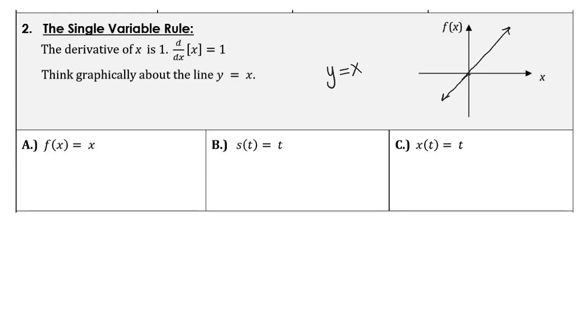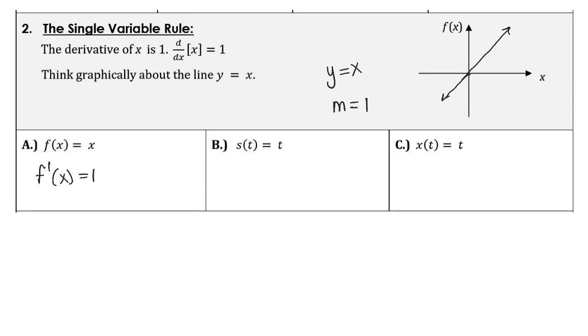And if you had y equals x, and I asked you, what is the slope of this line that you just graphed? What is the slope of it? 1. So, if that's going to be our slope, that's our rate of change. So, look at part A. What do you think the derivative of this function is going to be? 1. F prime at x is going to be 1.